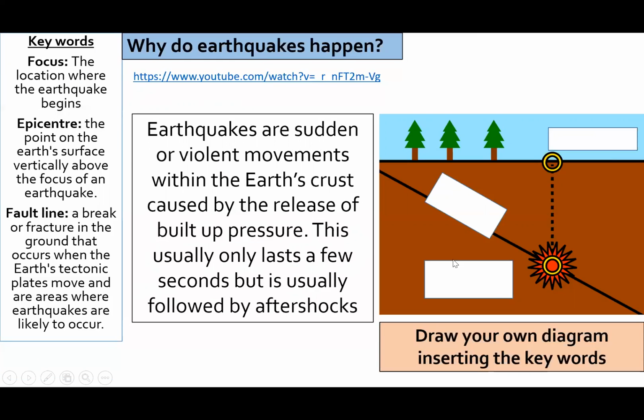So this one here, this is your focus. This one here, this is your fault line. And this one here, this is your epicenter.